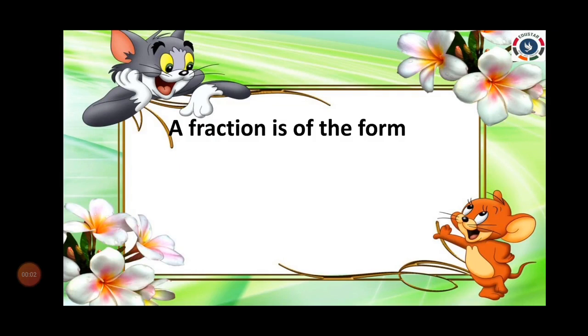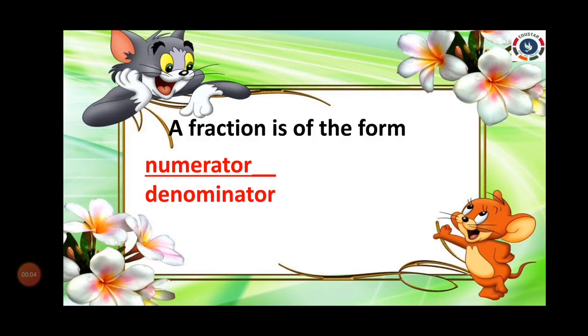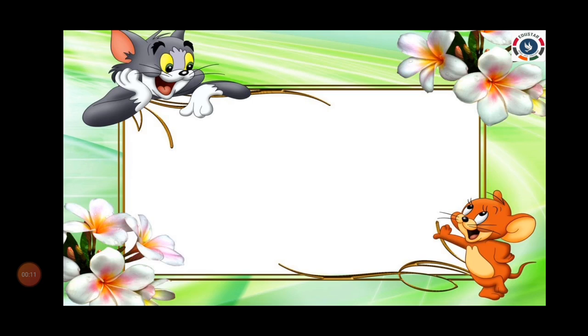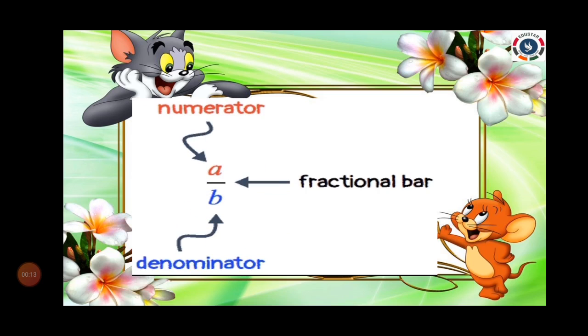A fraction is of the form numerator by denominator. The denominator is not equal to 0. Here a by b is given. The number on the top in a fraction tells us how many parts are taken. This is called the numerator. That means the number on top in the fraction tells us how many parts are taken. Okay, so that is the numerator.